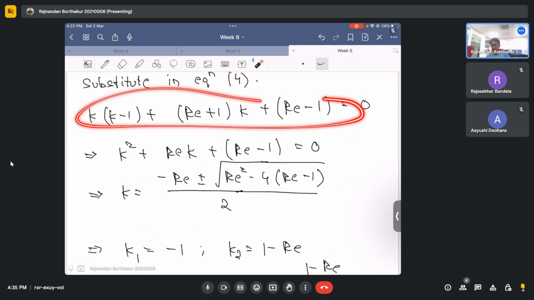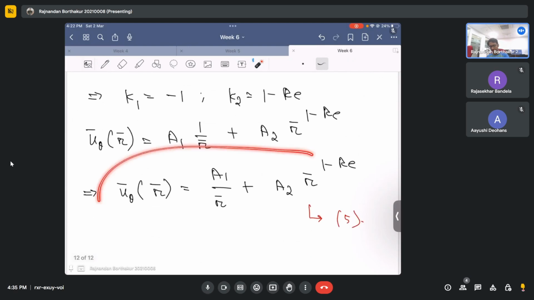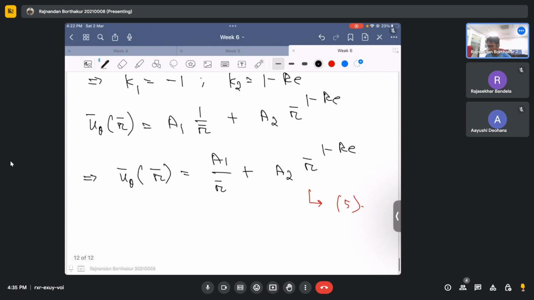in k, where the roots of this quadratic equation are just minus 1 and 1 minus Re. Okay, and then we saw that the solution has to be a linear combination of these two terms, and that's why we end up getting u theta bar as some a1 by r bar plus a2 by r bar into 1 minus Re. All right, so we'll stop here for 1 minute. If you have any doubt, you can ask me, and then we will proceed with the important bit of the problem.